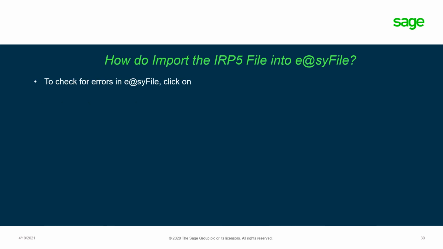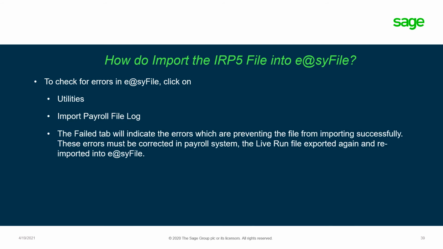To check for errors in SBCPP, click on Utilities, Import Payroll File Log. The Fail tab will indicate the errors which are preventing the file from importing successfully. These errors must be corrected in the payroll system, a live run file exported again and re-imported into SBCPP. The Warnings tab will indicate items that might cause penalties.